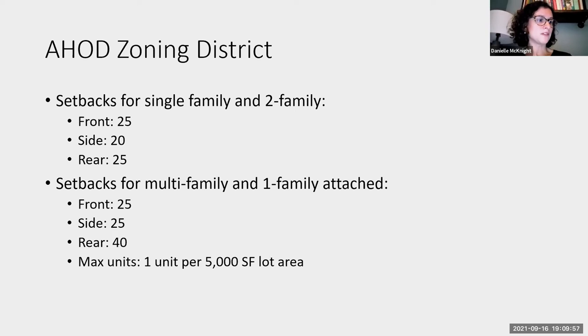There's a maximum density of 1 unit per 5,000 square feet of lot area in addition to these other limits. So while you could say that by lot area only, some of these sites could take an 8 unit development, you also have to consider that it can't be any higher than 2.5 stories and it has to leave 40% of the site as open space. So that is a pretty limiting factor for the zoning.